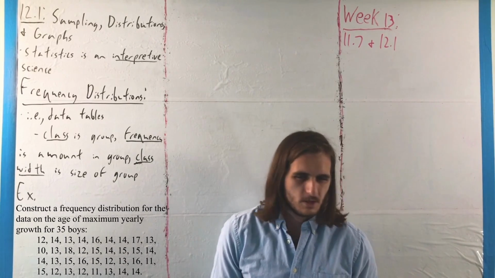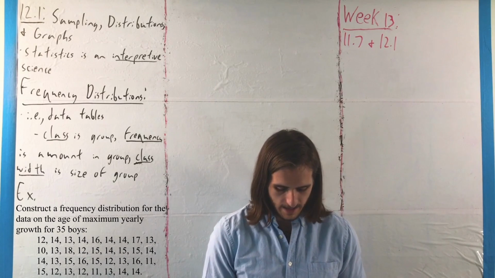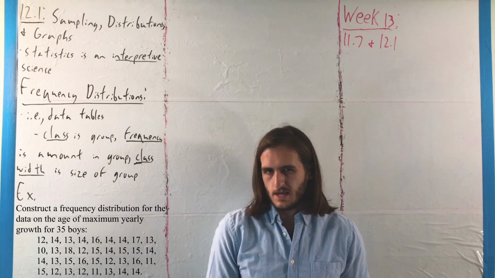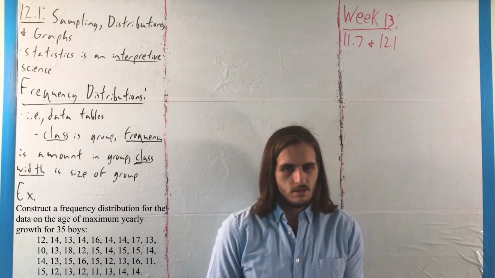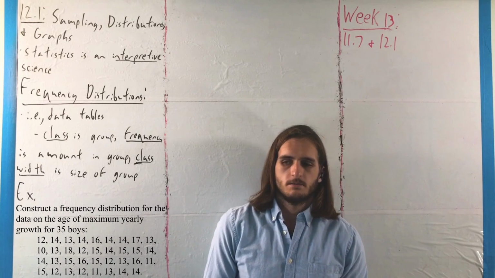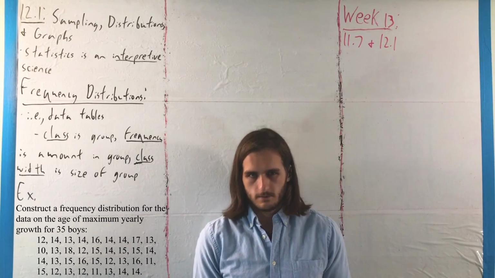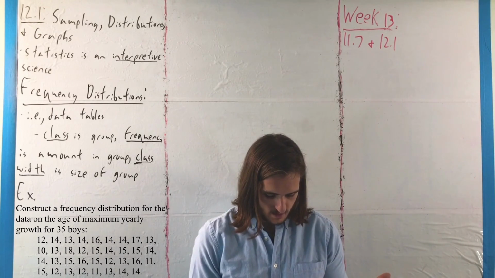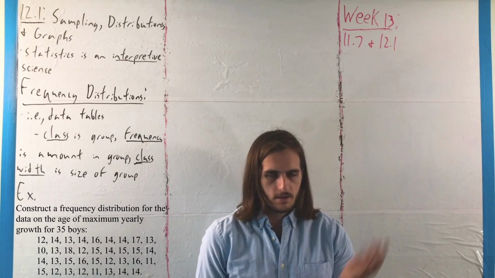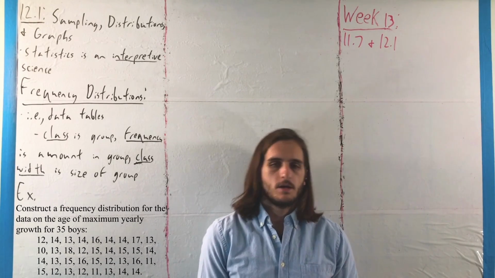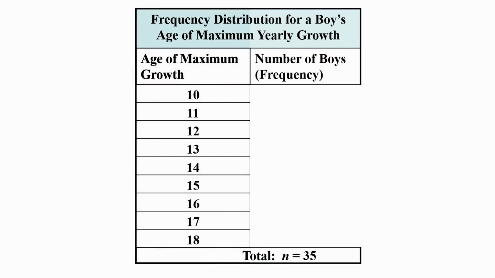And in this case, we're not going to worry too much about making our classes because we've only got data from 10 to 18, so there's not a great deal of reason to make classes that are like from 10 to 12 or something like that. We've only got 9 of them to begin with. It's not worth the extra effort. Anyway, here we're going to make our classes where we have the age of maximum growth at 10, 11, 12, 13, 14, 15, 16, 17, and 18.